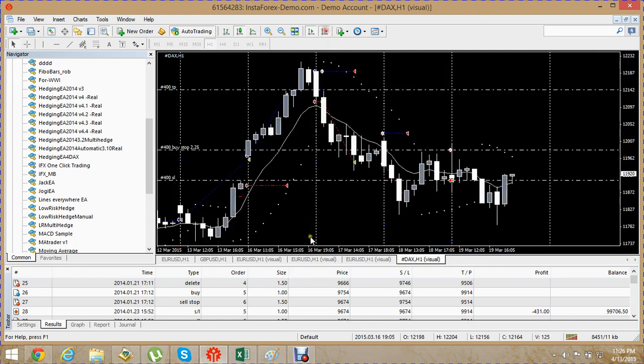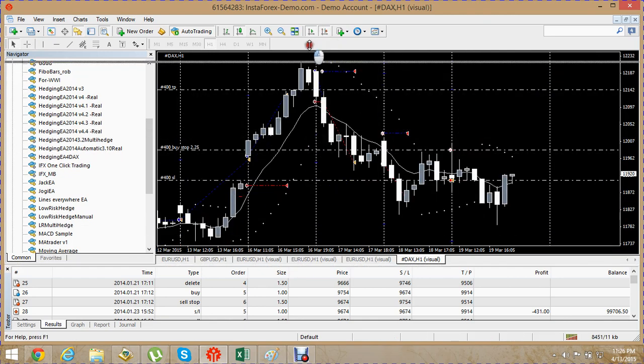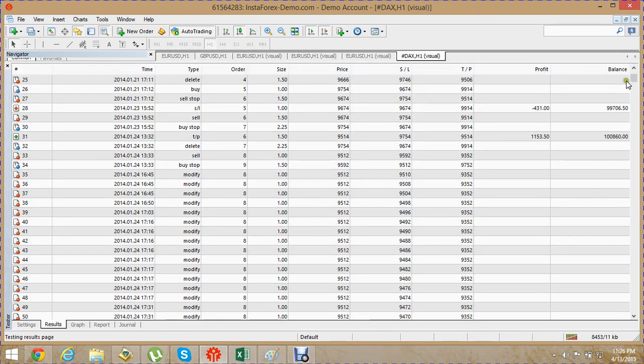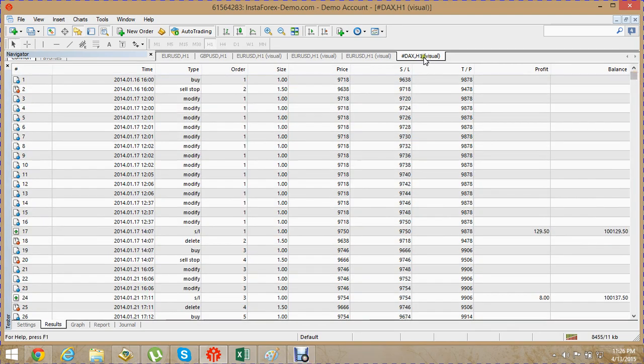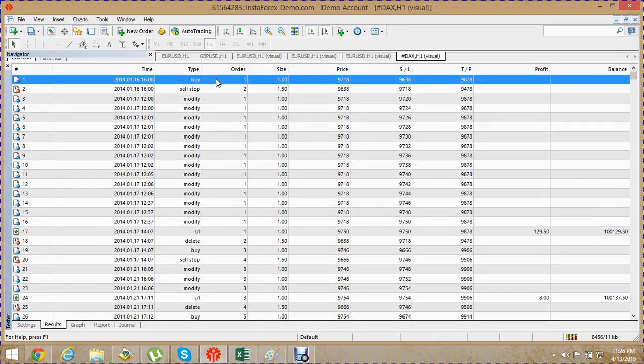Now let me go ahead and show you my backtesting results here. What this strategy does is place a buy trade at this time.